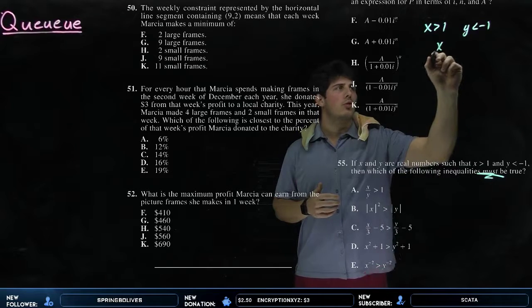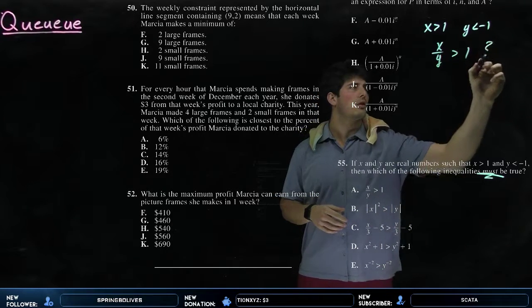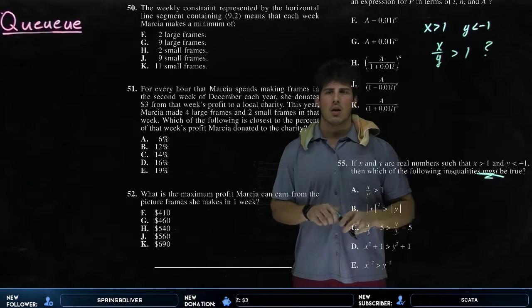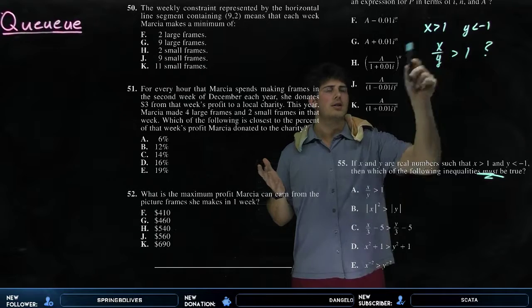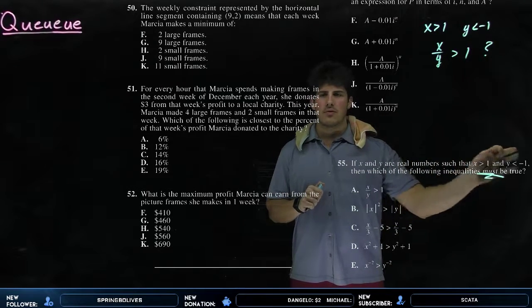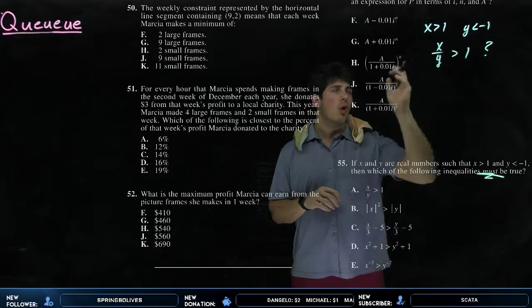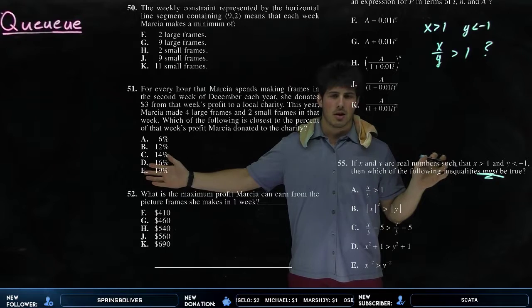If I have x over y, is that greater than 1? Okay, is that true? Well, the only thing I really know here is that x is positive and y is negative. That's really what I know from what they've given me, because x could be anything from 1 to infinity, and y can be anything from -1 to -infinity.